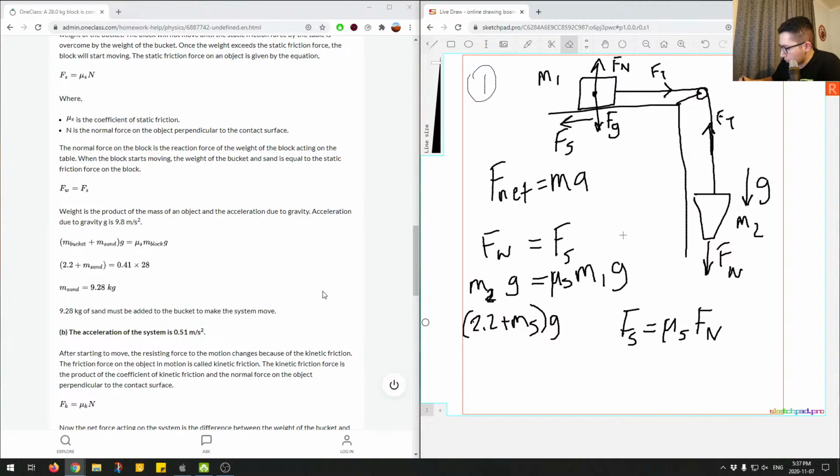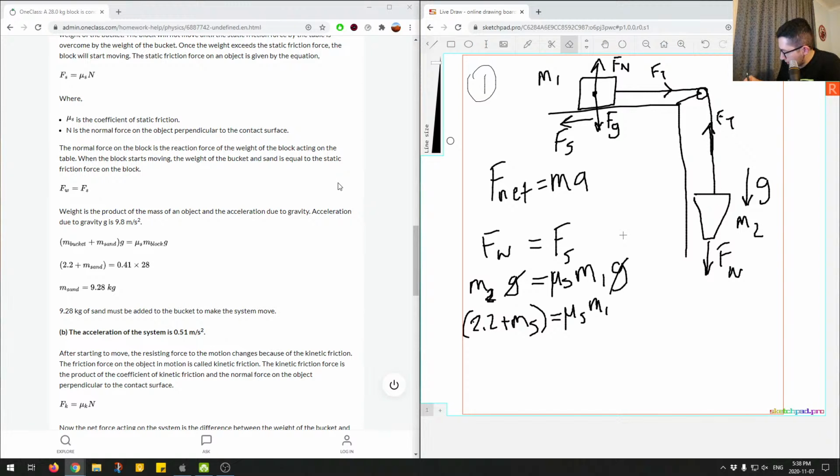So we can see that gravity on both sides of the equation cancels out, so we can just erase that. We don't really need that there, and then we can equate this to the coefficient of static friction, and then we can erase this as well. We don't need this equation anymore. So we have 2.2 plus the mass of the sand that's being poured in is equivalent to the coefficient of static friction times M1, which is the mass of the box.